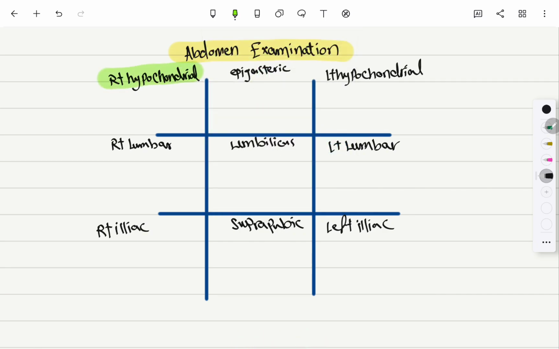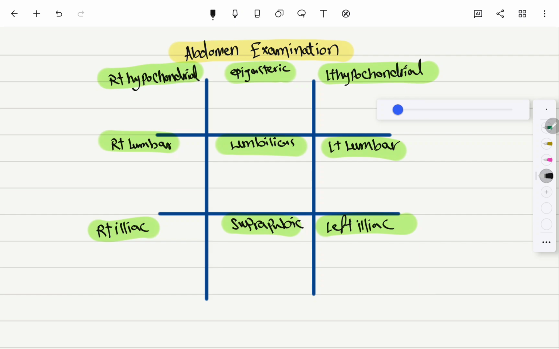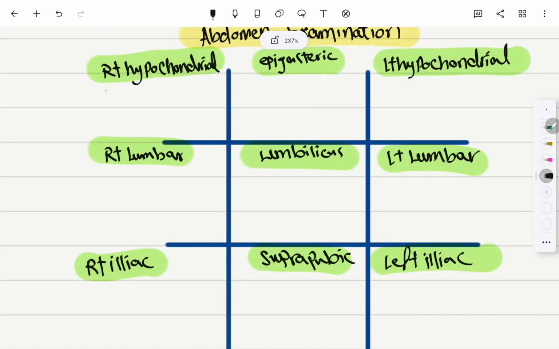Okay, let's highlight those first. Let's start with right hypochondrial. Here in the right hypochondrial, there will be the liver, and gallbladder. And in the epigastric area, there will be the right lobe of liver and stomach, pancreas, and in the left hypochondrium, there will be the spleen.